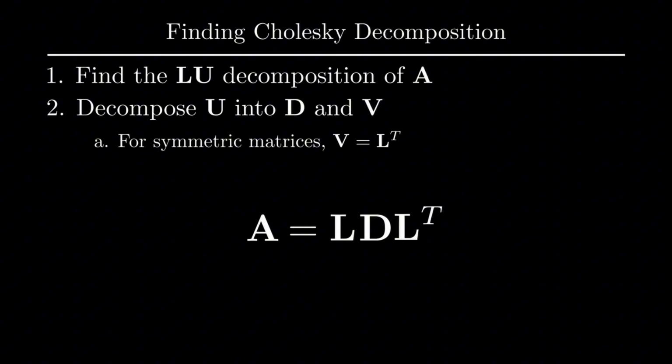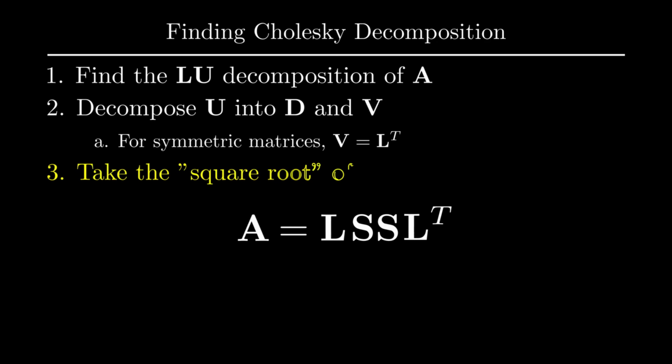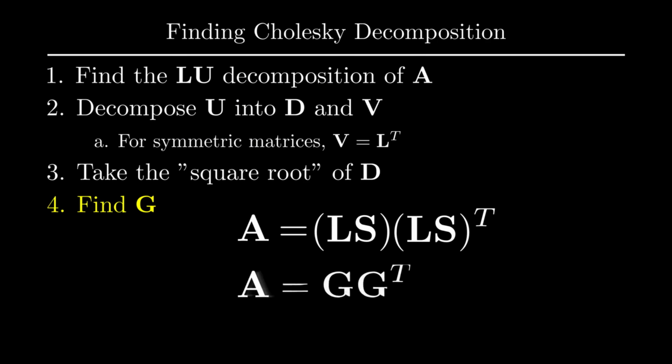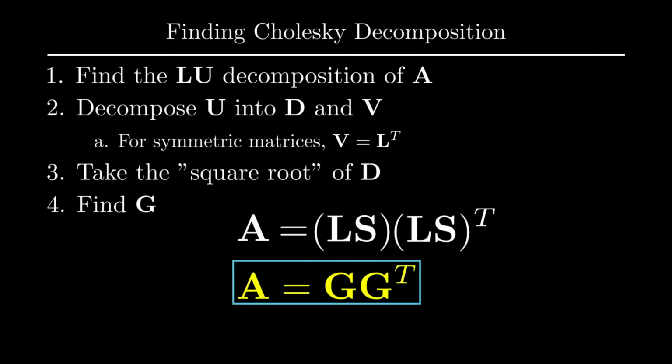The next step is essentially to take the square root of the diagonal matrix D, which is very easy to do. And then we have LS times SL transpose. If we let G equal LS, then G transpose is actually just the second part of this factorization, SL transpose. And this is the Cholesky factorization, G times G transpose, where G is a lower unit triangular matrix.